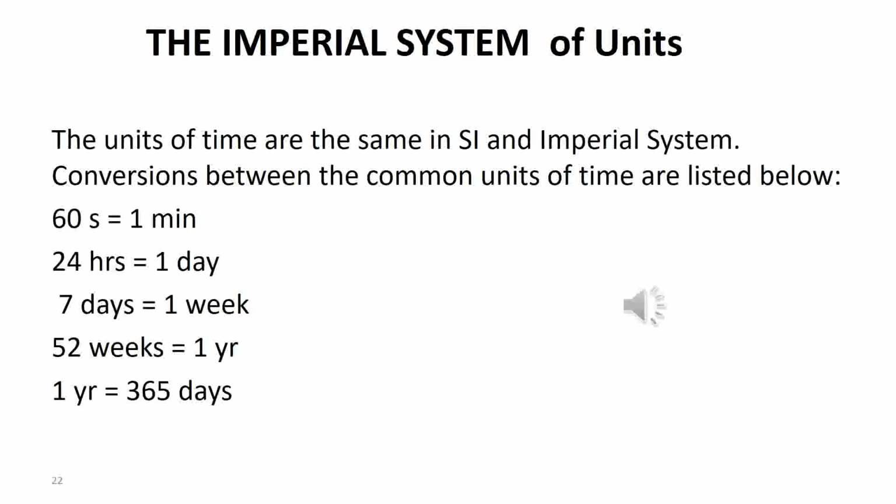The units of time are the same in SI and imperial system. Conversions between the common units of time are listed below. 60 seconds equal 1 minute, 24 hours equal 1 day, 7 days equal 1 week, 52 weeks equal 1 year, 1 year equals 365 days.